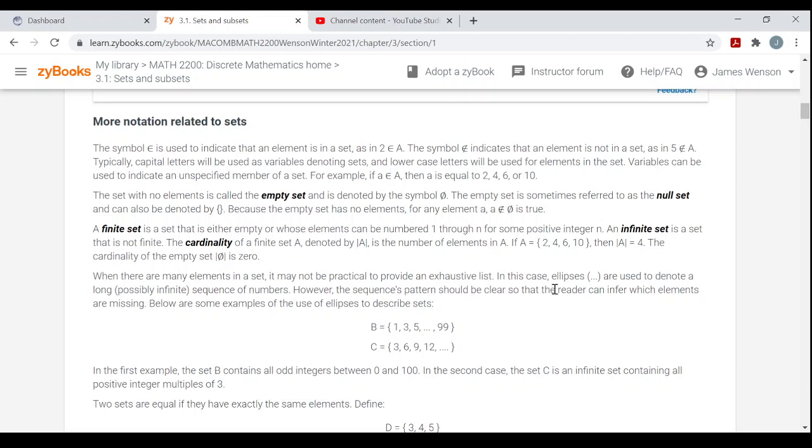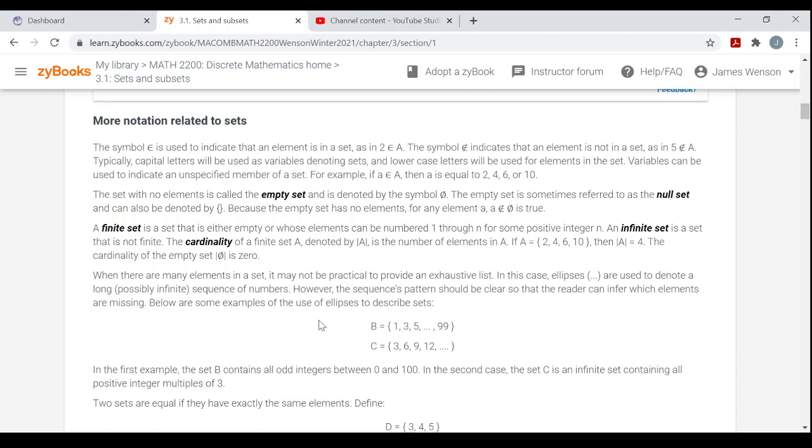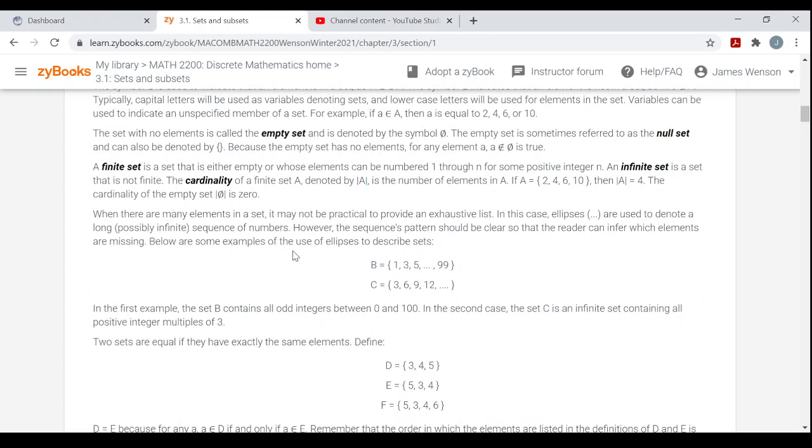1, 2, 3, ... However, the sequence's pattern should be clear so that the reader can infer or figure out what elements are missing. All right, so you write out enough elements to where a pattern is obvious, and then you can put your ... So they give an example here. Below are some examples of the use of ellipses to describe sets.